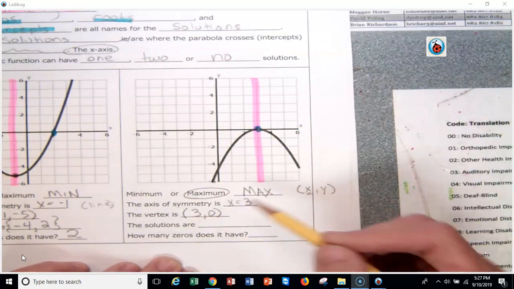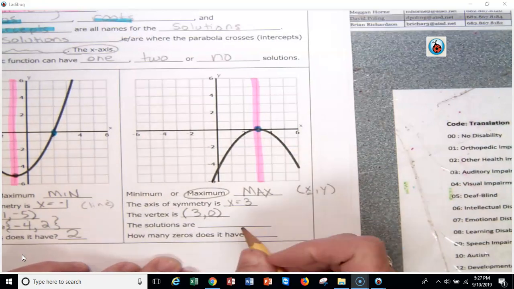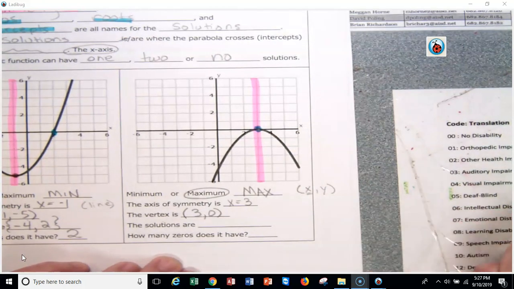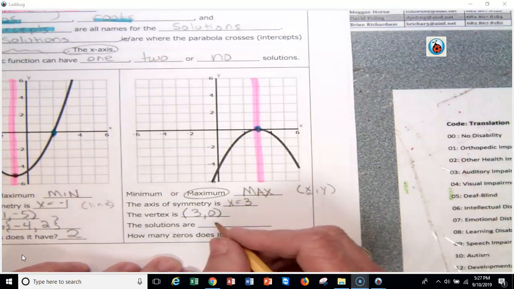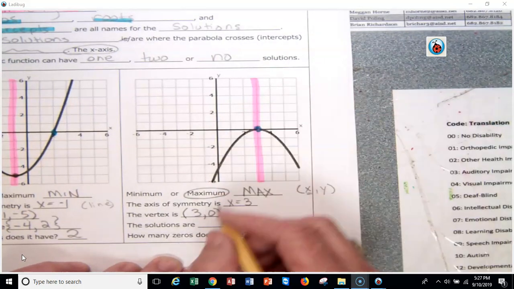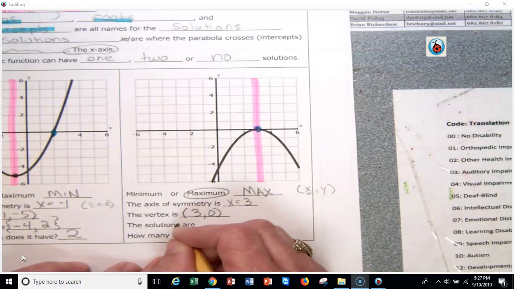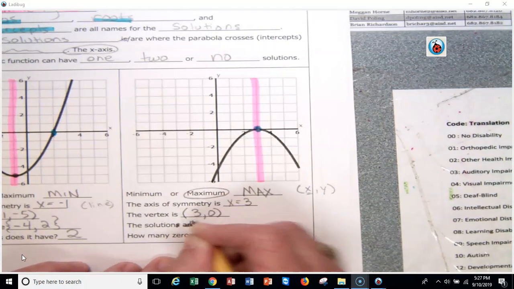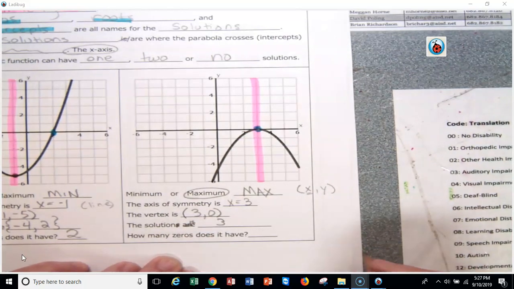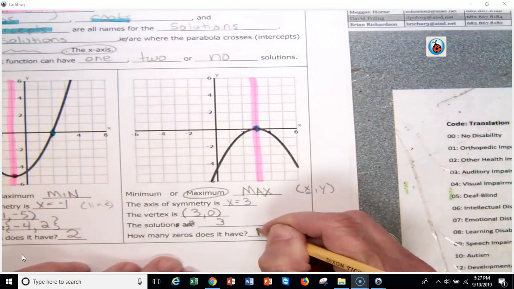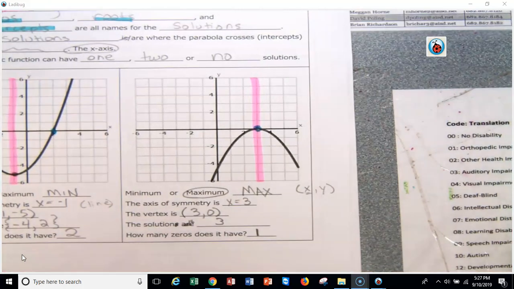So (3, 0). Now the solution here is the vertex, because the vertex is just sitting right there on the x-axis. So we could just say the solution is 3. How many zeros does it have? Just 1. It doesn't cross in 2 places, it just crosses in 1. So now give it a try on your own and see how you do.